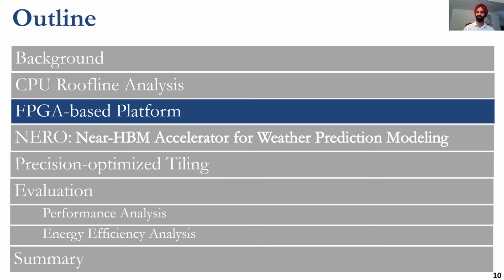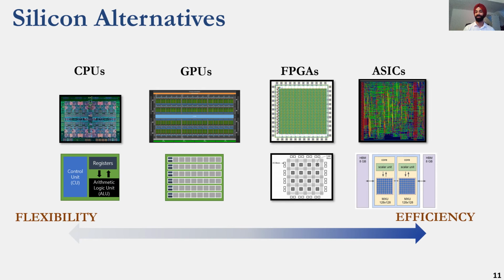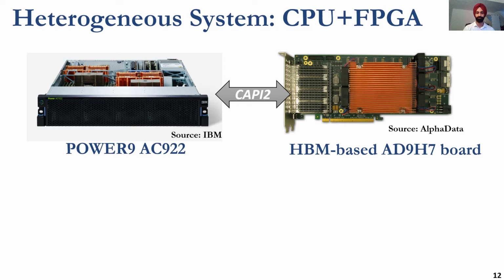Now we will discuss other platforms that could be used for implementing weather prediction applications. There is a wide range of platforms that provide a trade-off between flexibility and efficiency. In our work, we focus on FPGA-based heterogeneous systems. FPGAs allow us to create a domain-specific memory hierarchy, which can handle the irregular memory access patterns efficiently and offer significantly higher memory bandwidth with their on-chip memories.